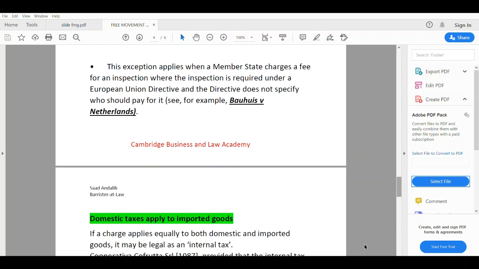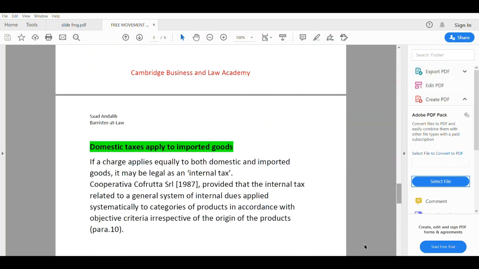And if it is specified by the directive that the member state should pay for the test or for the examination of the product, then the member state should pay for that, and they cannot rely on this exception.